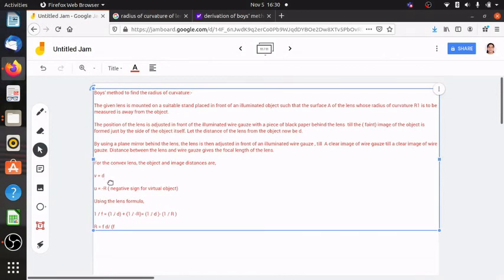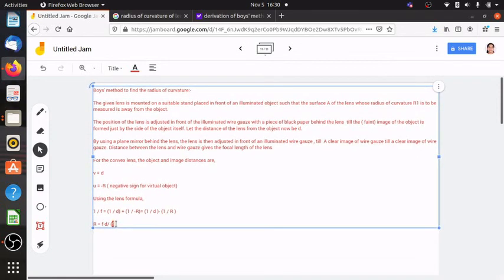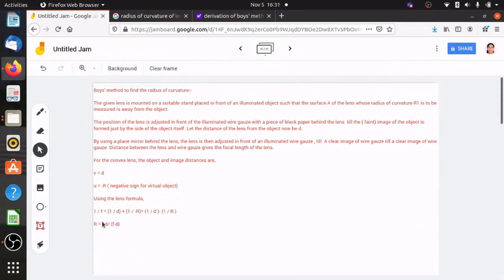By using this lens formula, 1 by f is equal to 1 by u plus 1 by v, and here in this case u is considered as minus r and v is considered as d. Minus r is taken because the negative sign is given for virtual object. Then 1 by f is equal to 1 by d plus 1 by minus r, or 1 by d minus 1 by r. That means the equation for radius of curvature is fd by f minus d.